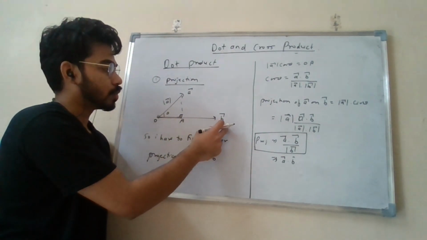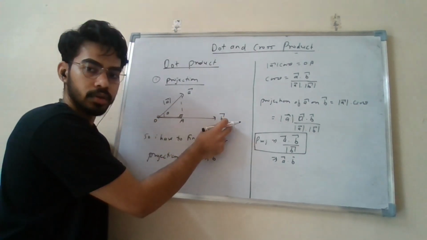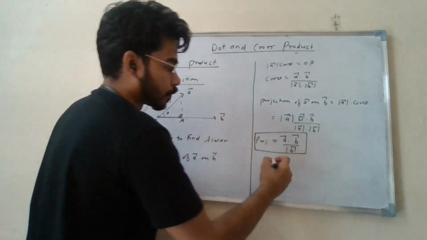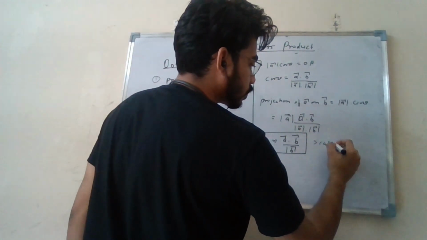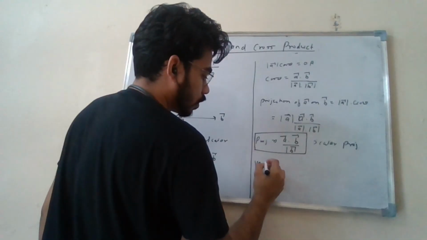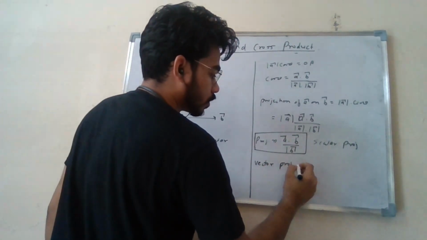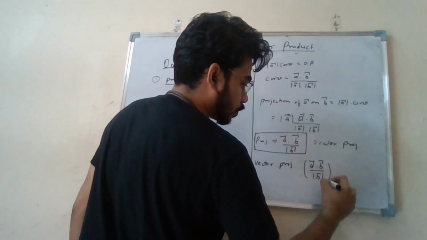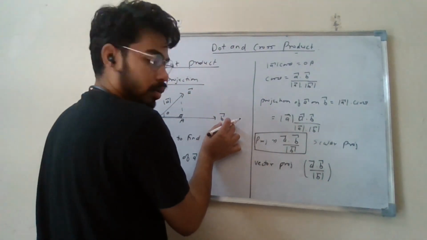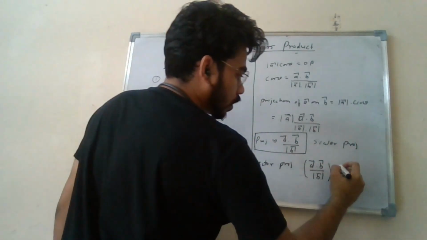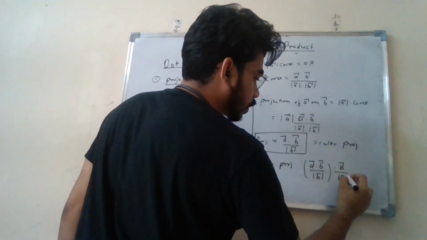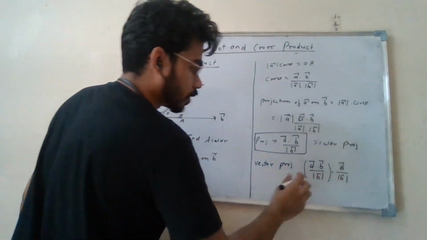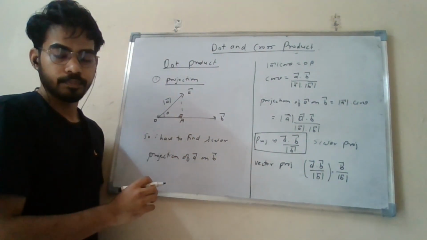So how can we find it? Just multiply the scalar quantity with its unit vector. Means we have to multiply this projection with the unit vector. So this is my scalar projection. Okay. So how do we calculate the vector projection? Simply multiply A vector dot B vector by mod of B vector as it is, and multiply this scalar with the unit vector of B, means B vector by mod of B vector. In this way you can find the vector projection of A vector on B vector. Okay.